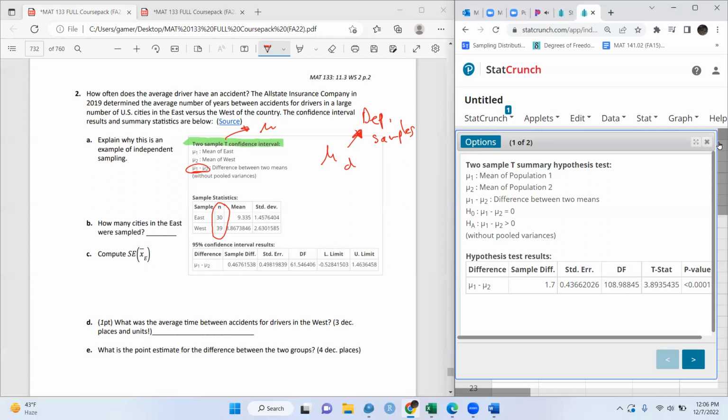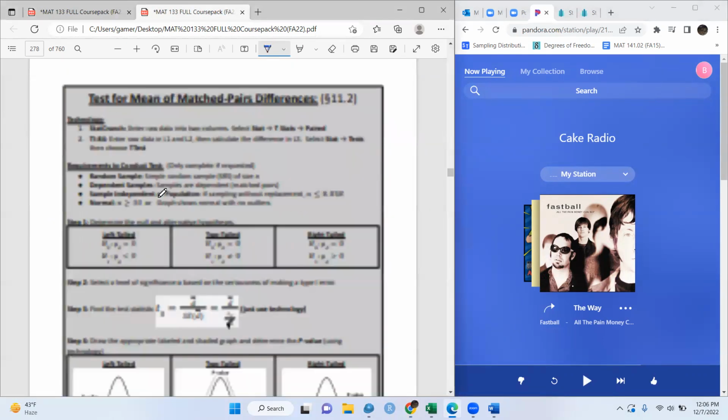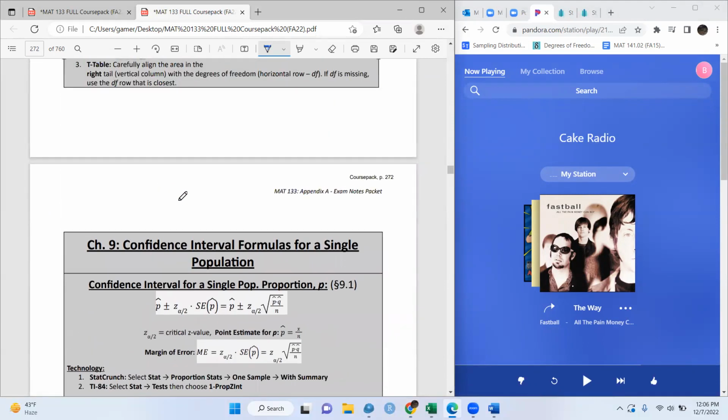I can't find in my notes where to compute that standard error for C. Me either. So it's given to us. I didn't need to do anything. Well, now I gotta think. Standard error of X bar E. So it wants you to do the east, and that's different than both of them together, correct?